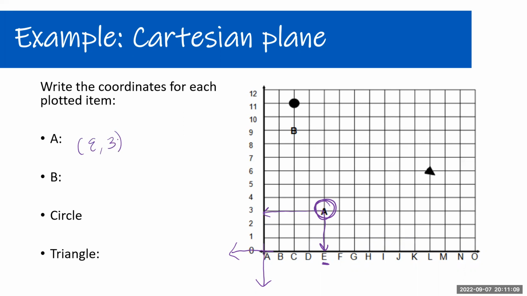What do you think for B? B, we're at C9. So those are our coordinates, C9, okay? What about this circle right here? We're still at C, but now we're at 11. So we're gonna have C11 as our coordinates. And lastly, the triangle. We see on the horizontal, we're at L, and on the vertical, we're at 6, okay? So we're gonna be at L6.